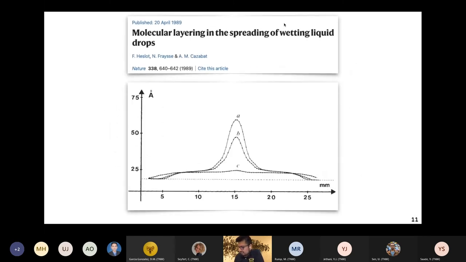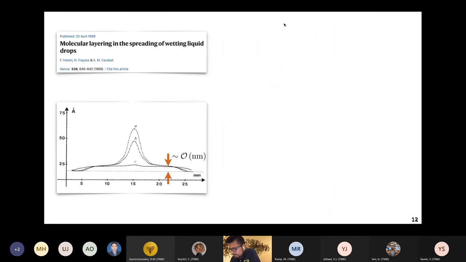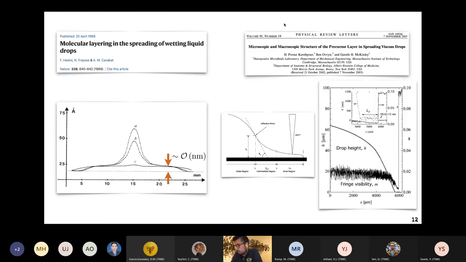So essentially the x-axis is the lateral extent of the drop, and the y-axis is the thickness. And you can see that there is this tiny layer between the substrate and the drop, which is exactly 1 nanometer. So this is 10 angstrom, which is 1 nanometer, which is equal to the molecular length of the drop that these people were using in their experiments. There are also some recent works, because this is 1989. So there's also a paper from Gareth McKinley's group where they also try to measure this precursor film on a solid substrate. So for a solid substrate, this precursor film does exist.